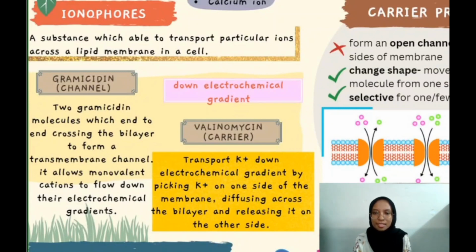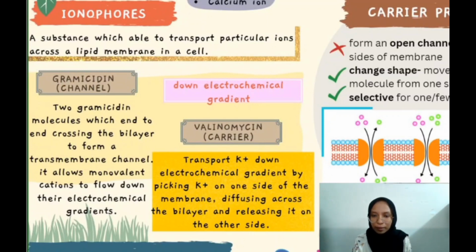An ionophore is a substance that is able to transport particular ions across a lipid membrane in a cell. Structurally, an ionophore contains a hydrophilic center and a hydrophobic portion that interacts with the membrane. The net ion flow occurs only down an electrochemical gradient. There are two classes of ionophores, which are mobile ion carriers and channel formers. An example of a carrier is valinomycin, which is a molecule that transports a single potassium cation. Valinomycin transports K+ down the electrochemical gradient by picking up K+ on one side of the membrane, diffusing across the bilayer and releasing it on the other side.